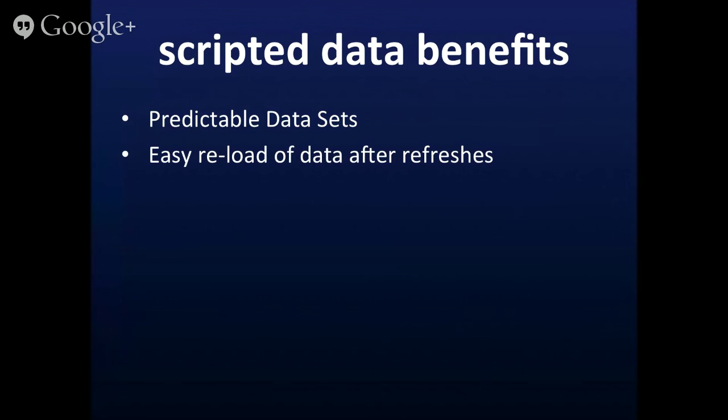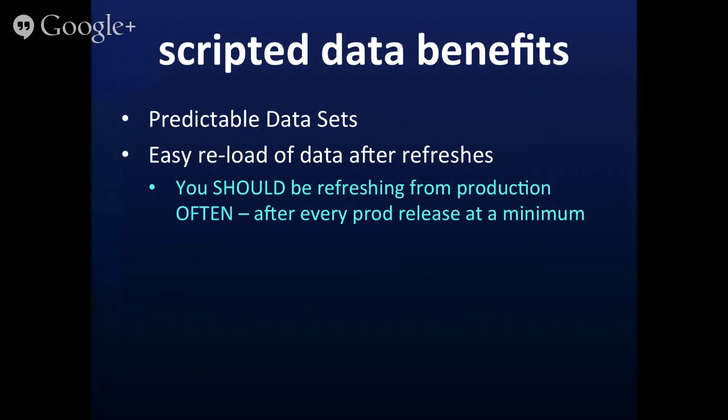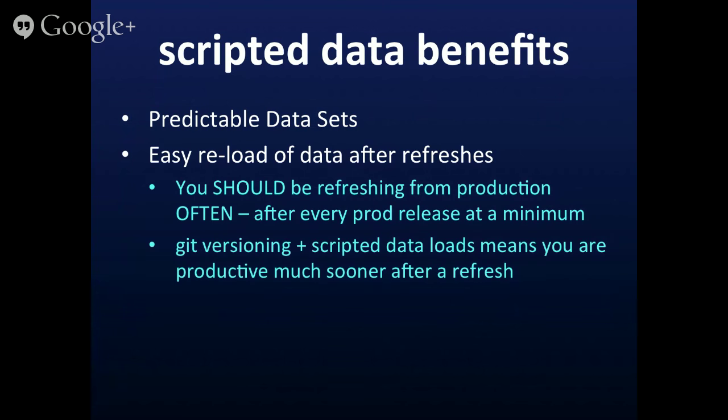It allows you to do an easy reload of data after you do production refreshes, like I just showed. And you should be refreshing your sandboxes from production often. At a minimum, you should be doing it after every production release. If you don't have a way of easily getting data back in there, and you're not doing versioning and things like that, it could be a problem. So using a Git versioning strategy along with these scripted data loads allows you to be a lot more productive after doing a refresh, and it allows you to get into a better habit of doing constant refreshes from production.